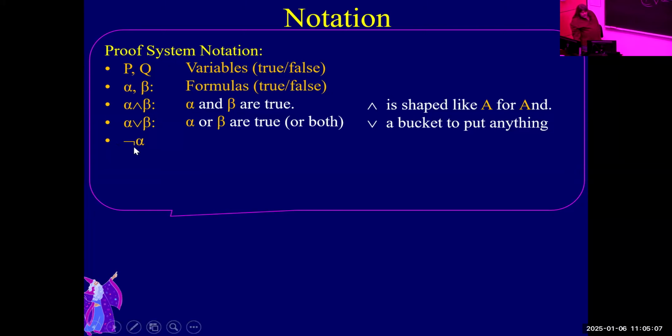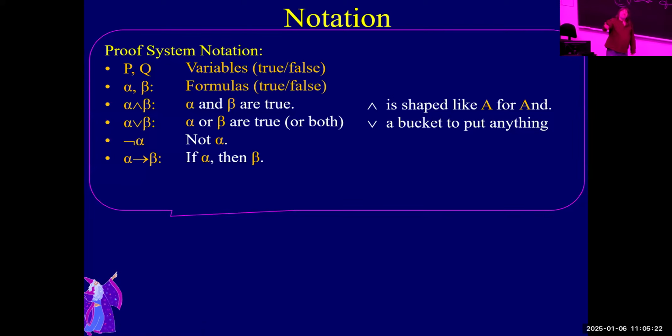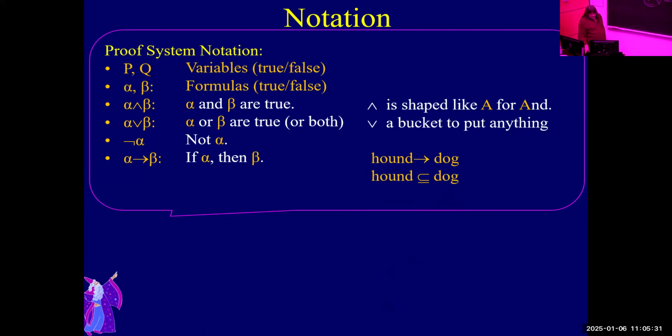There are different ways to do negation. That's the way we're going to do it. Implies: if alpha is true, then beta is true. Now, we're going to spend a lot of time on this because people have a lot of misconceptions about what it means. Right? If you're a hound dog, then you're a dog. If you're a hound, then you're a dog, right? Why? Because the set of hounds is a set of dogs, right?